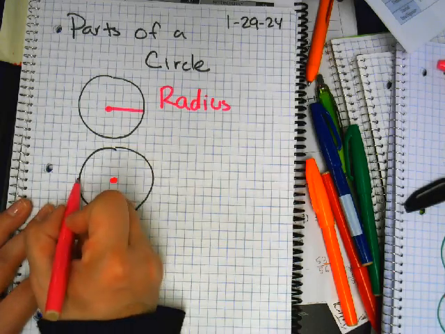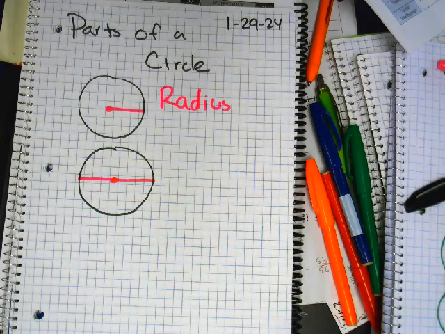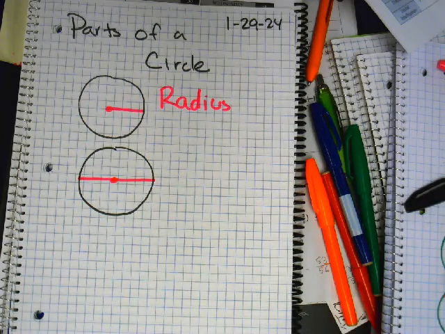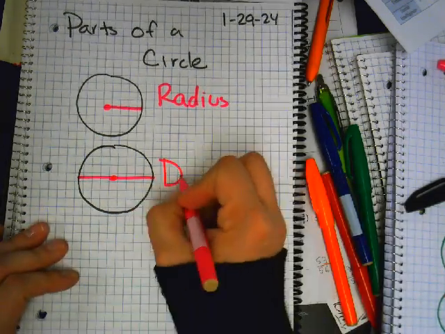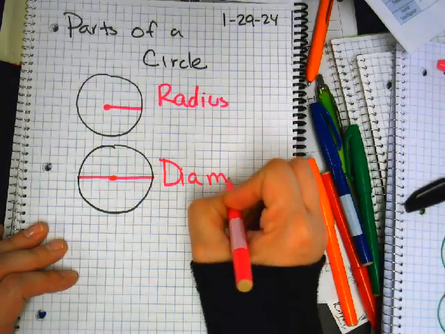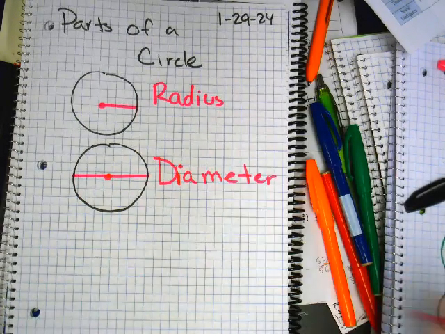All right. Now, if I have another circle, and I find the middle of the circle, and I extend out both ways, all the way from one end to the other end, does anybody know what this part of the circle is called? It starts with the letter D. Diameter. Yes, it's an I in there. It's kind of squished. Diameter.